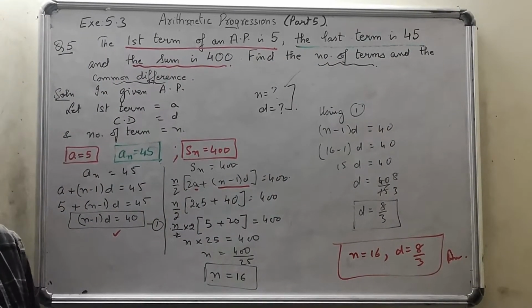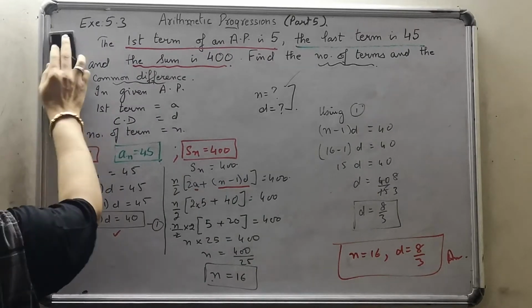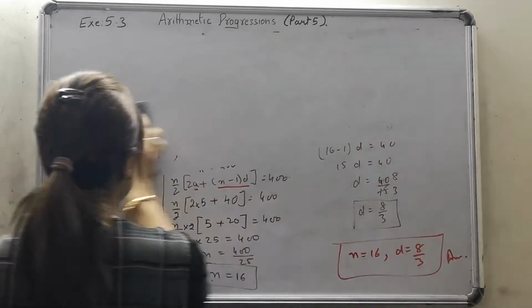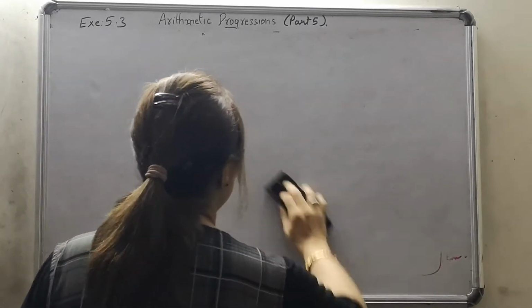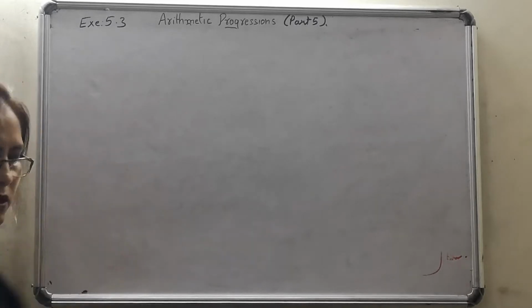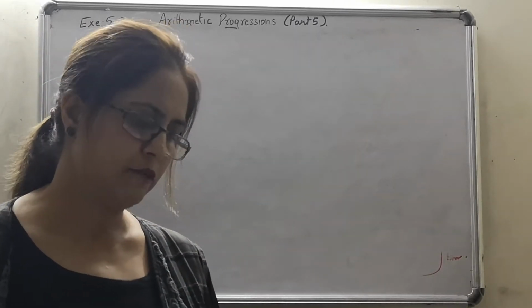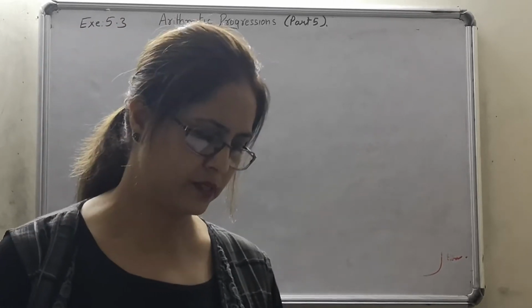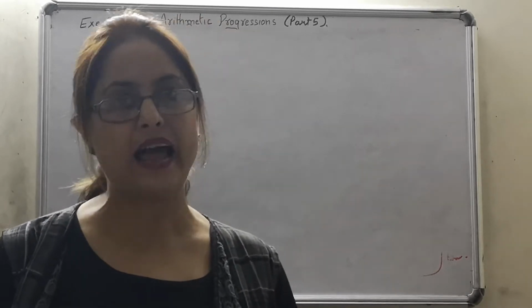Moving on to the next question. This is question number 6 now with us. Do read the question before I actually start it. Question number 6 says the first and the last terms of an AP are 17 and 350 respectively. If the common difference is 9, how many terms are there and what is their sum.